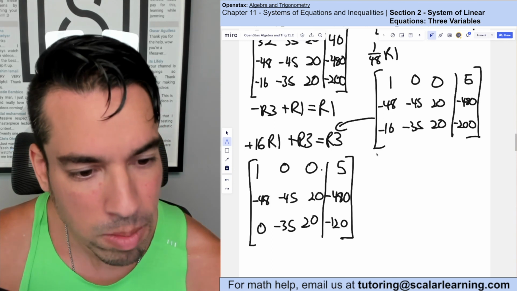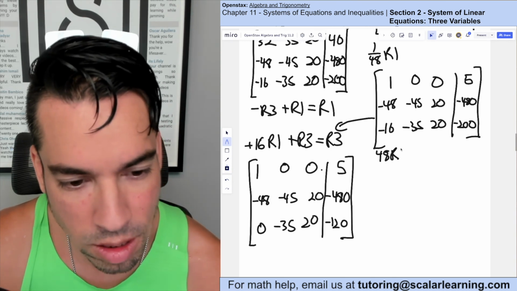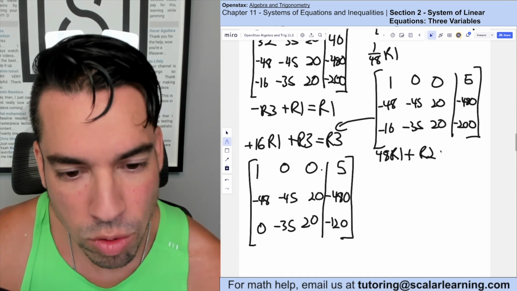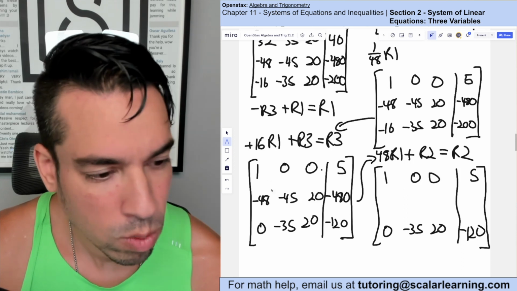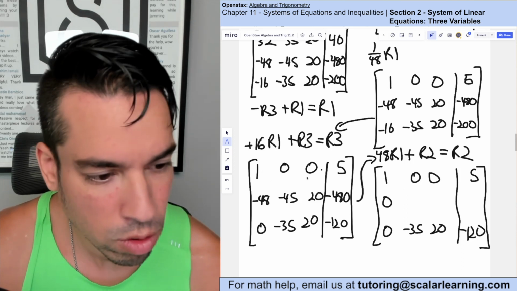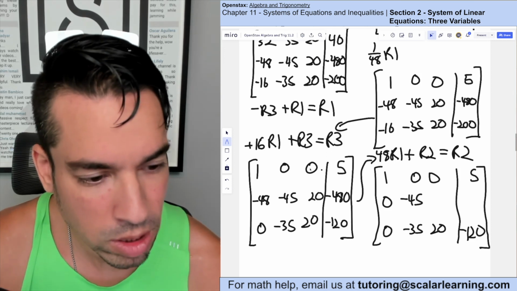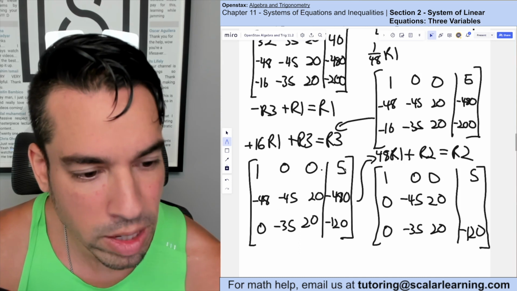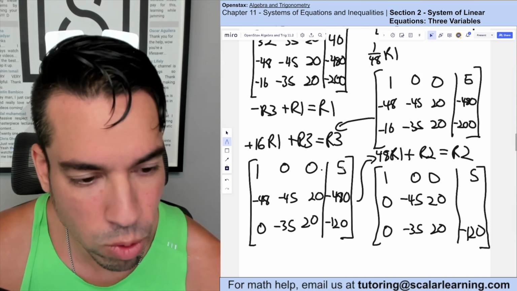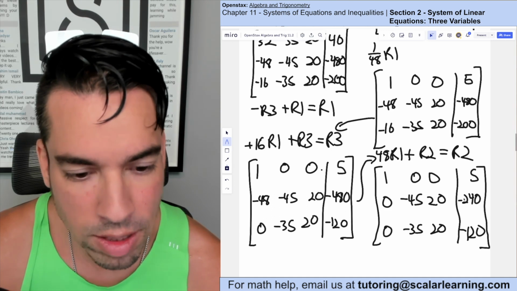Now let's flip this. So again, I'm going to multiply row 1 by 48. So 48 times row 1 plus row 2 gives us a new row 2. Let's write that out. So 48 times 1 plus negative 48 is 0. 48 times 0 is 0 plus negative 45. That stays the same. Same with this. Times 0 is 0 plus 20 is 20. And then 48 times 5 is 240. 240 plus negative 480 is negative 240. All right, now we got a lot of stuff, right?